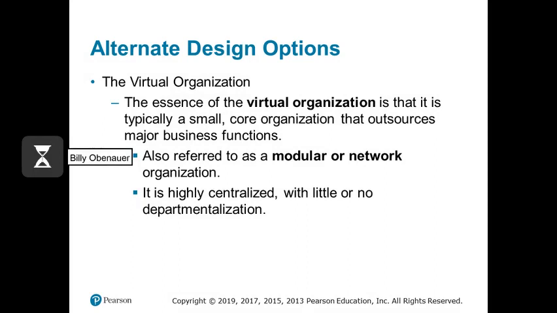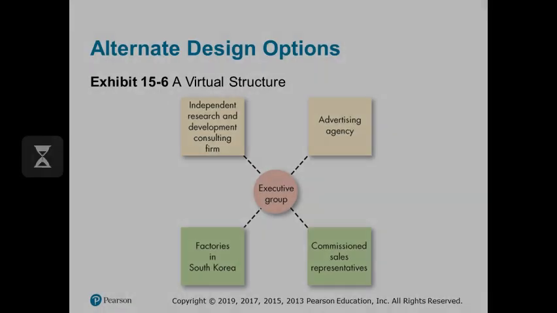Another type of organizational structure that we can see is called a virtual organization. This is sometimes referred to as a modular or network organization. Basically, what we have here is a very small core organization that's kind of a central node, and these are the employees of the company. Then we outsource other functions. So instead of having a marketing department, we might outsource our marketing functions. And instead of having an accounting department, we might outsource our accounting functions.